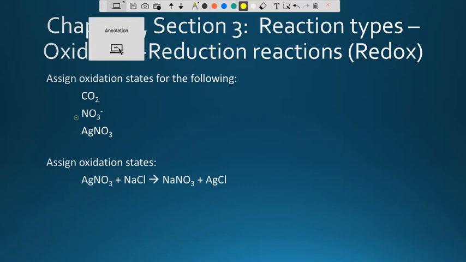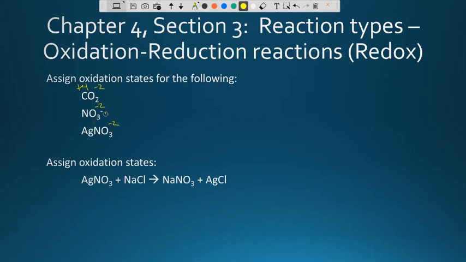Okay, so remember the rules state that you have a -2 charge on your oxygen. So overall, this thing has to be neutral. So a 2 times a -2 is -4. My carbon must have been a +4. Overall, I see my -2 on my oxygen.